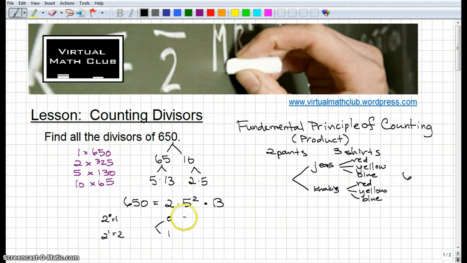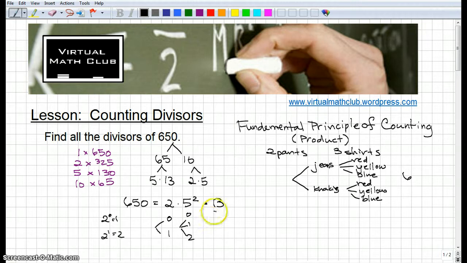Okay, and our choices for the factors of 5, we can have no 5s, we could have 1 5, or we could have 2 5s. Okay, so we have actually 3 choices for how many 5s are in our divisor.